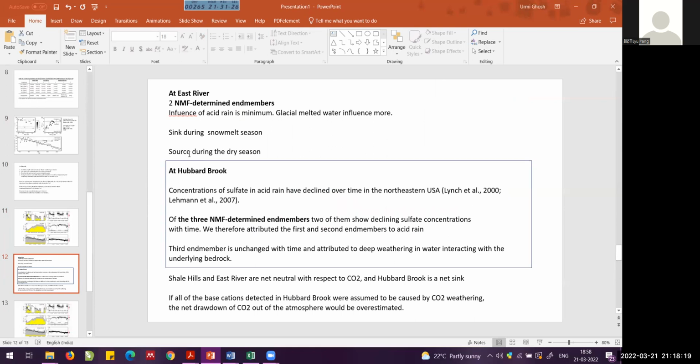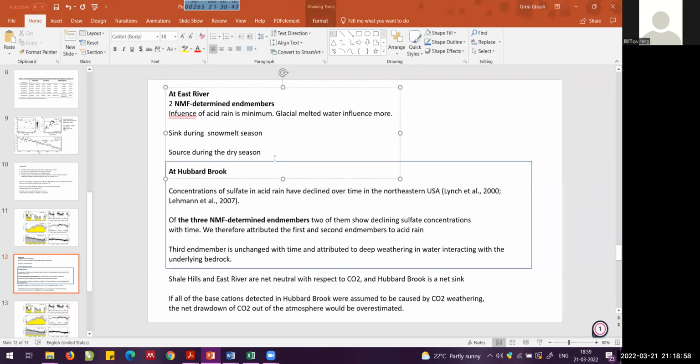However, if the same model is applied at East River, the exact opposite observation is made, because here the influence of acid rain is very minimum. Instead, glacial meltwater is influencing the system more. Therefore, during the melting season, the system is acting as a sink, because surface weathering is occurring and there is very little influx of sulfuric acid. Instead, CO2 weathering is occurring, and therefore it is acting as a sink during the snow melt season, whereas during the dry season it is acting as a source.